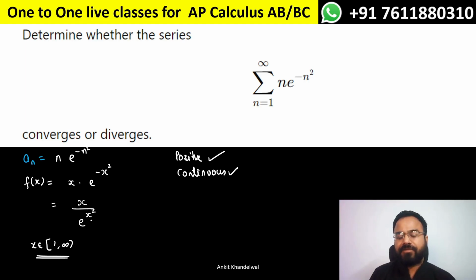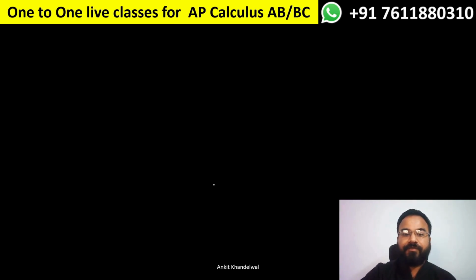Now the third thing I have to check, is it decreasing or not? Now as you can see, the denominator will increase at a much faster rate as compared to the numerator. So it will be a decreasing function. But again we can check it by doing the differentiation.